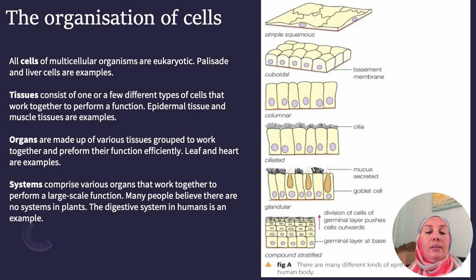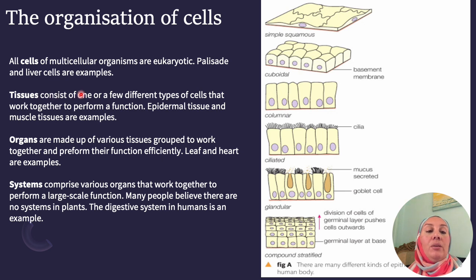This is the final part of our presentation. Here we're talking about the organization of cells. Cells, if they are in multicellular organisms, will be arranged in a way so that they help each other. So cells together make tissues.